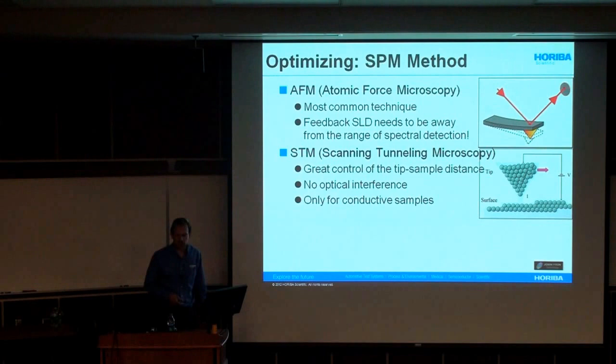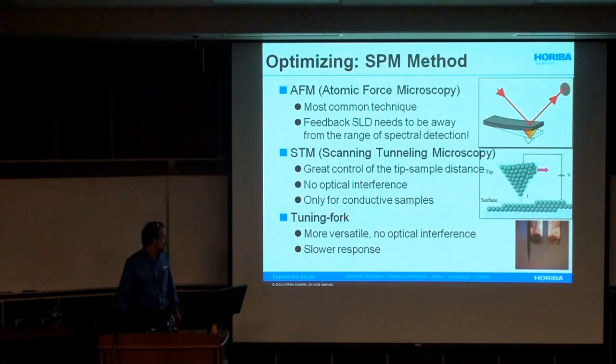Then there's a tuning fork method, which is also pretty common in TERS. It's more versatile in the sense there's no optical interference, and it's able to work with non-conductive samples. But it's also slower in response, so a bit more difficult. The laser tip alignment is critical.